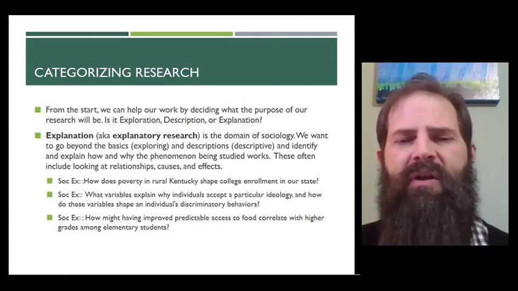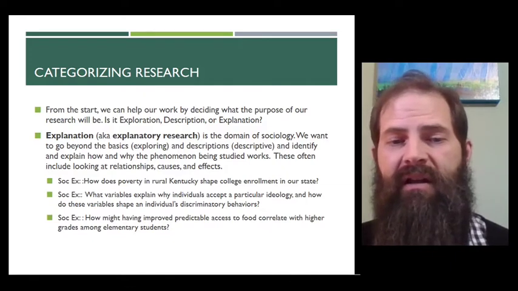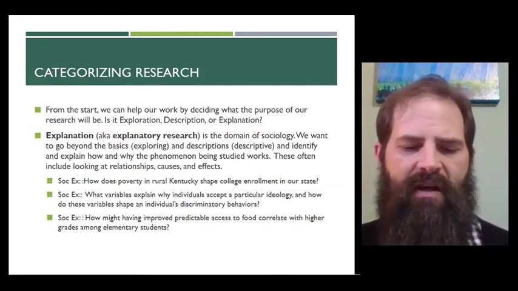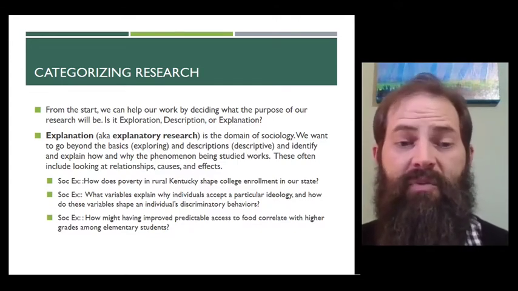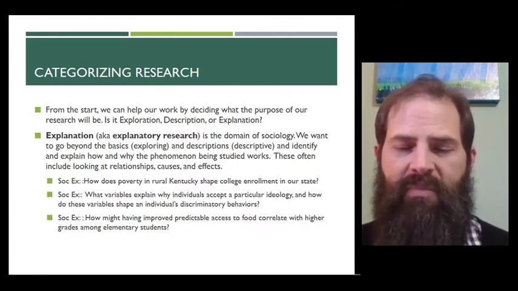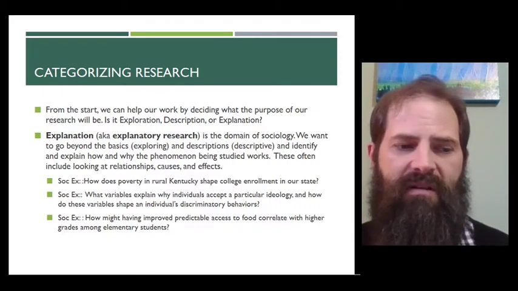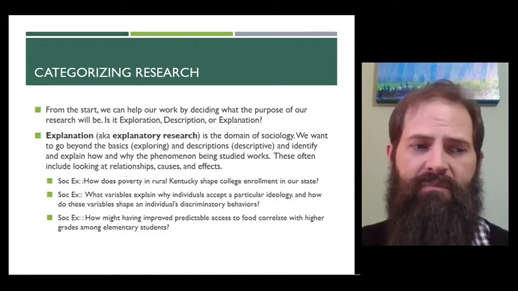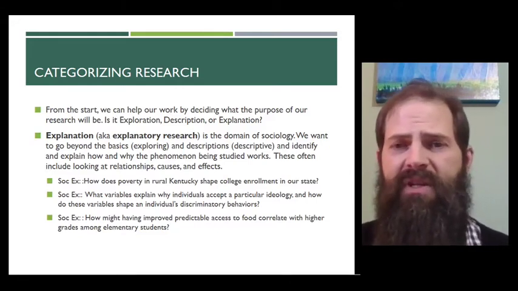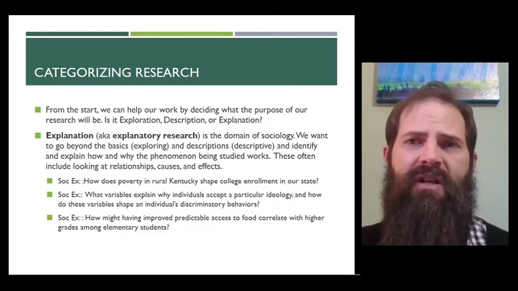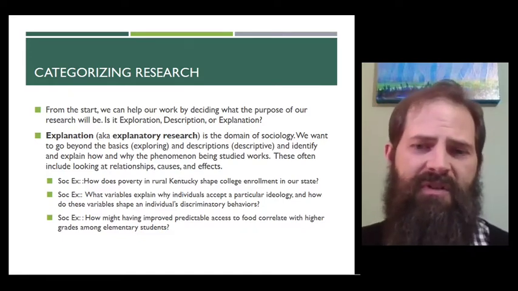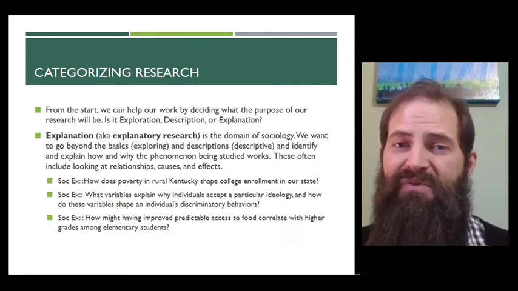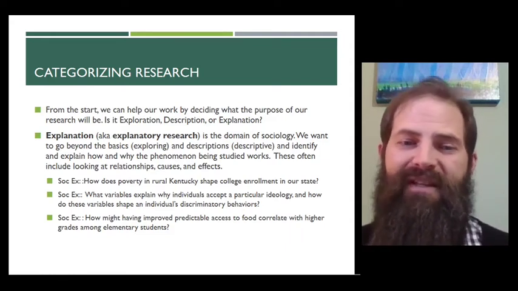What variables explain why individuals accept a particular ideology, and how do these variables shape an individual's discriminatory behaviors? I mentioned in a previous lecture that one of our students is publishing a paper looking at if you are part of a particular group, how exactly does it shape your racist beliefs? And how do we find the relationships between those? And what kinds of racist beliefs might it shape? So these are, again, very sociological, and we're looking at two different variables here, and we're seeing how they're related.